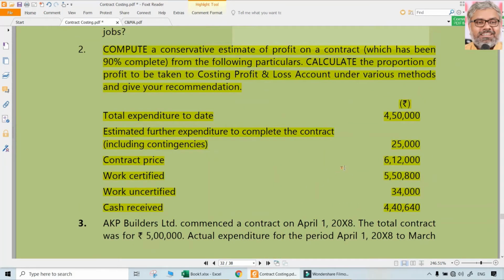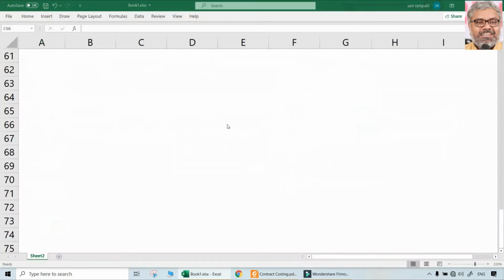So don't worry about how much amount is to be taken into the P&L account and all, because that is according to AS 7 we have to do. That is not the purpose of contract costing. But general calculation, estimation can be done. Just estimated profit can be calculated.